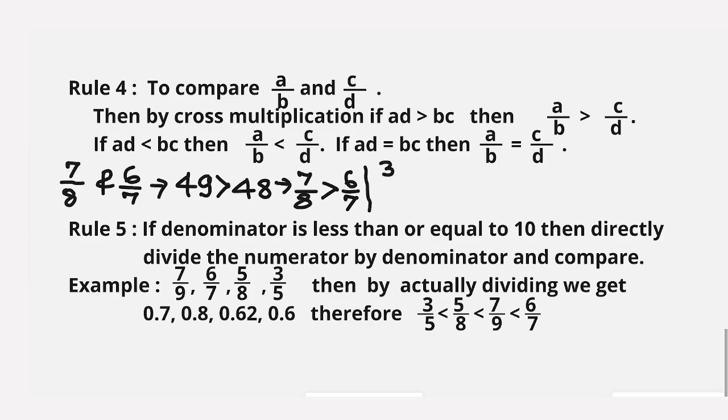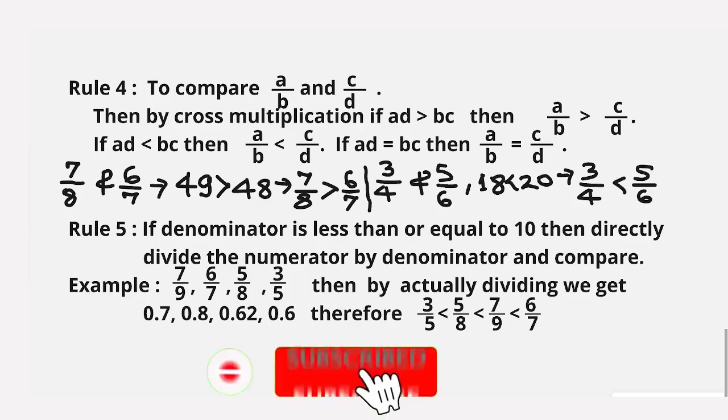We take 3 upon 4 and 5 upon 6. Here AD is 3 times 6, which is 18, and BC is 4 multiplied by 5, which is 20. As 18 is less than 20, it means that 3 upon 4 is less than 5 upon 6.